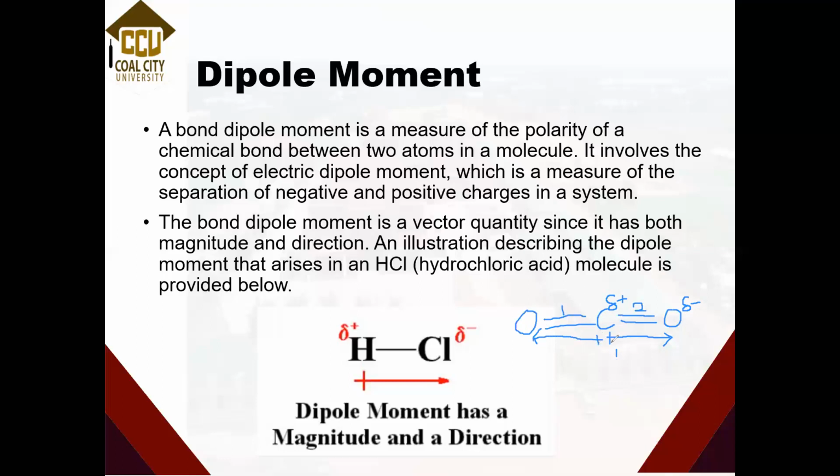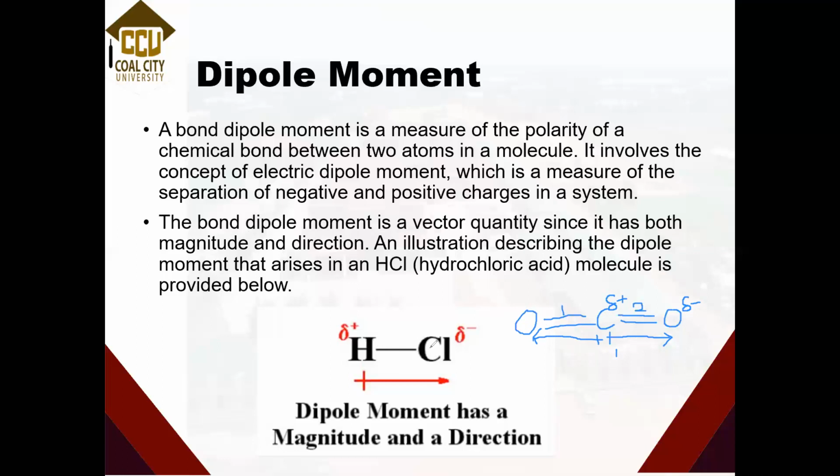So this is, you can see both dipole moments facing the negatively charged atom. So the bond dipole moment, I said, is a vector quantity. An illustration describes the dipole moment that arises in the hydrogen chloride molecule below. You can see an illustration here. This is a dipole moment between hydrogen chloride.